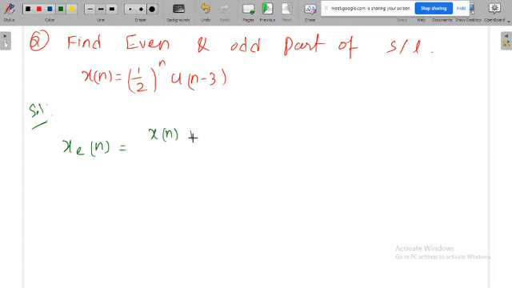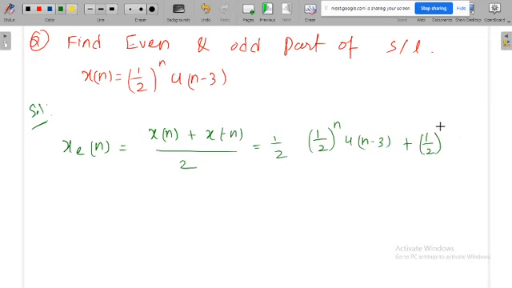Okay, so x of minus n divided by 2. One by two x of n you write as it is: (1/2)^n u[n-3] plus x of minus n. So that means wherever n is there, you put minus n. So that is (1/2)^(-n) u[-n-3]. And like this. And then what about the odd part of the signal?